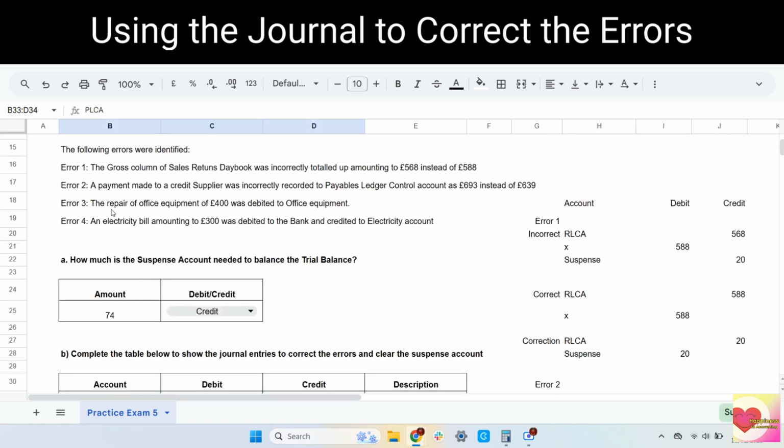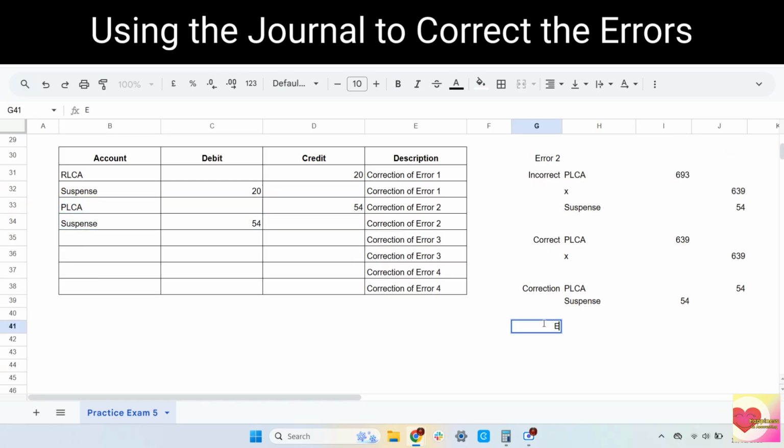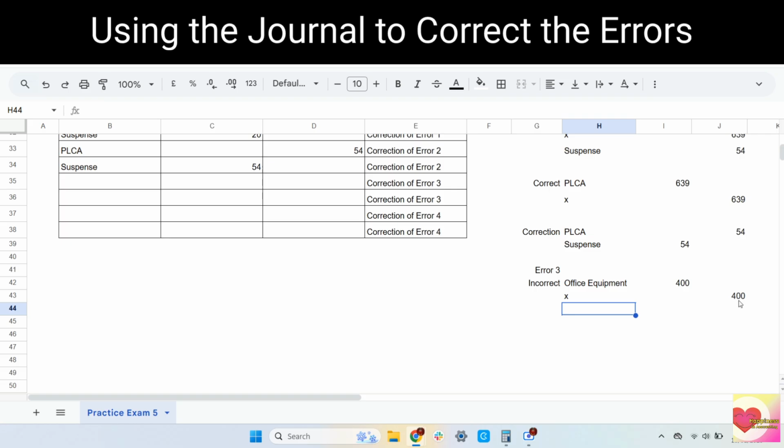The repair of office equipment of 400 was debited to office equipment. Let's put the third error here and put the incorrect entry. It says 400 was debited to office equipment, so let's enter them here. Then let's put the opposite entry, which we already know that is correct. So let's put 400 in credit and the account is X. Both sides are equal, so there was no suspense account inserted.